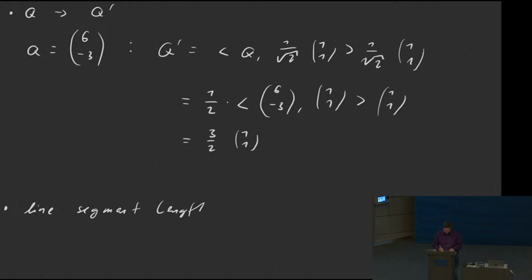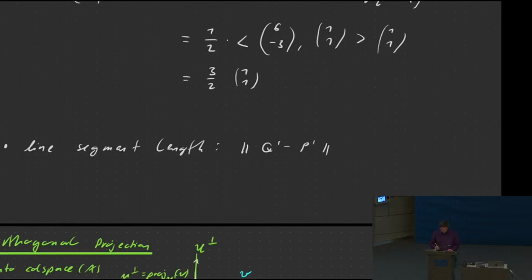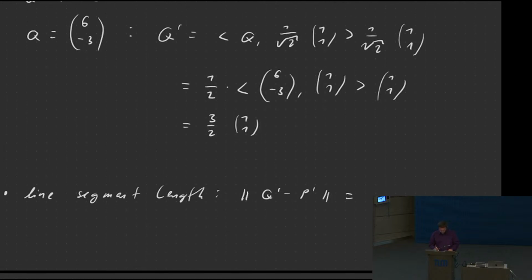And then, of course, we can just compute the length of the resulting line segment by saying we want the norm of Q prime minus P prime. And that norm is, well, that's 3 over 2 times (1, 1) minus 1 over 2 times (1, 1). Remember, P prime was 1 over 2 times (1, 1). So we get (1, 1), and the length of that is square root of 2.